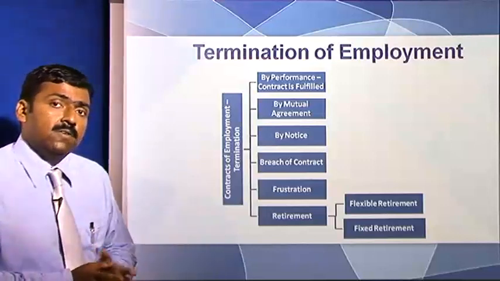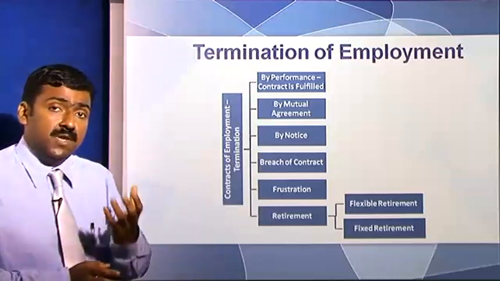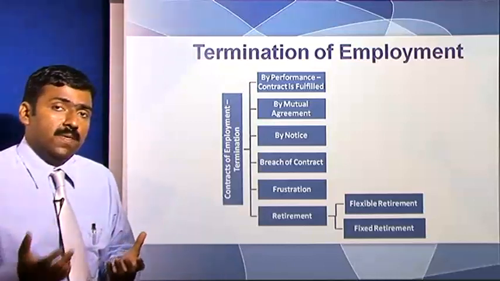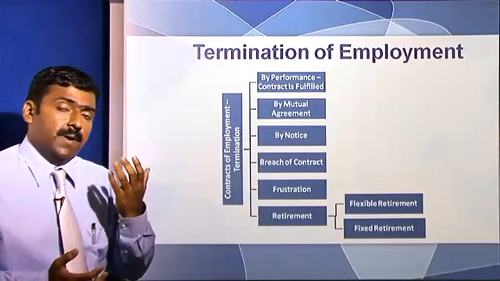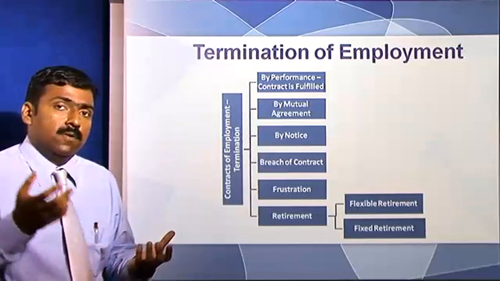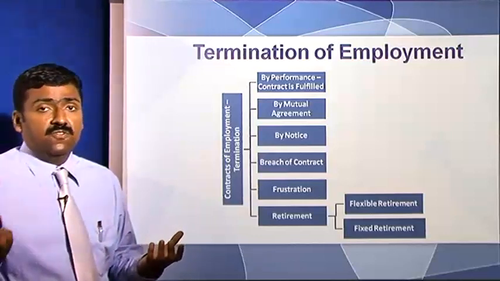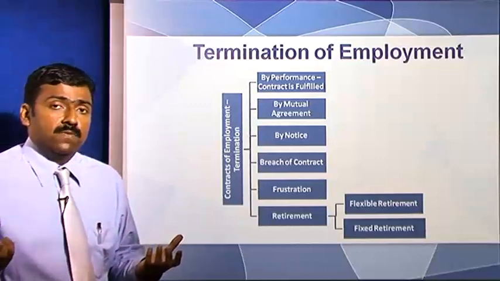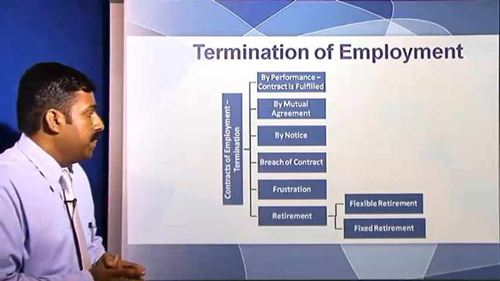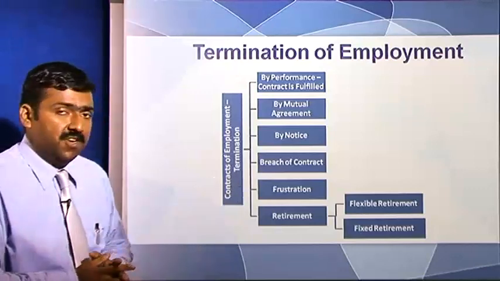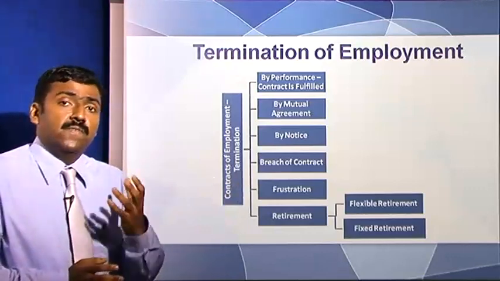Breach of contract. Some of the essential features of the job contract are breached either by the employer or by the employee. Let's say, for example, the pay which was promised is not paid by the employer, or the qualities or the competencies as mentioned in the resume are fake. So it's a breach of contract on the part of the employee. This leads to termination.